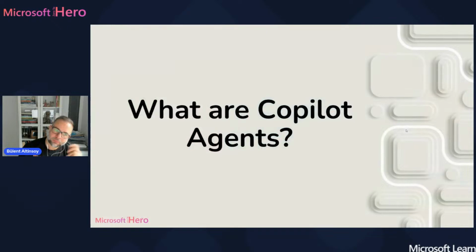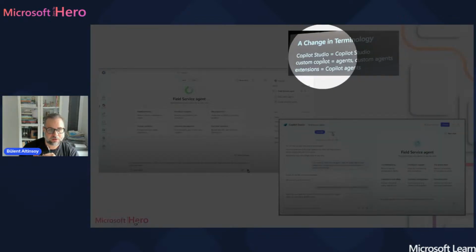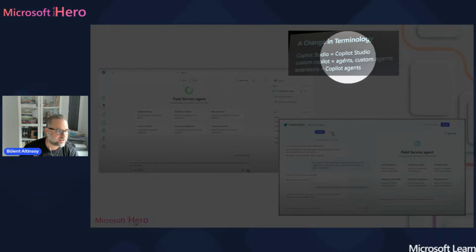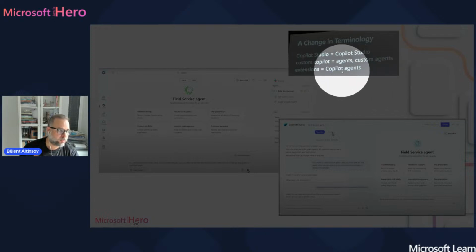Good. So now, what are Copilot agents? I have something which just came from the Power Platform Community Conference 2.5 weeks ago in Vegas. There were a lot of Copilot Studio sessions there as well, and what is interesting is this part here. This is from the session with Dwayne Robertson, the Copilot Studio guy at Microsoft, so you have to believe everything he's telling. In this session, he told us there's a change in terminology. Copilot Studio still remains Copilot Studio, but in the future, we name custom Copilots either agents or custom agents, and extensions will be Copilot agents.